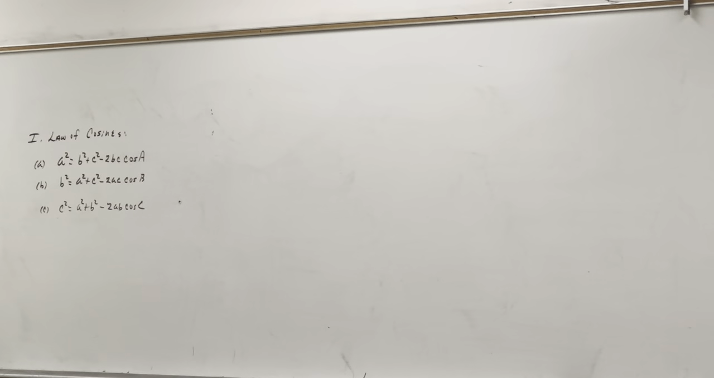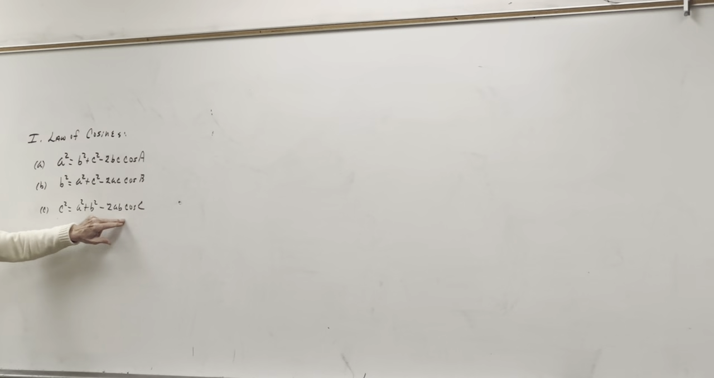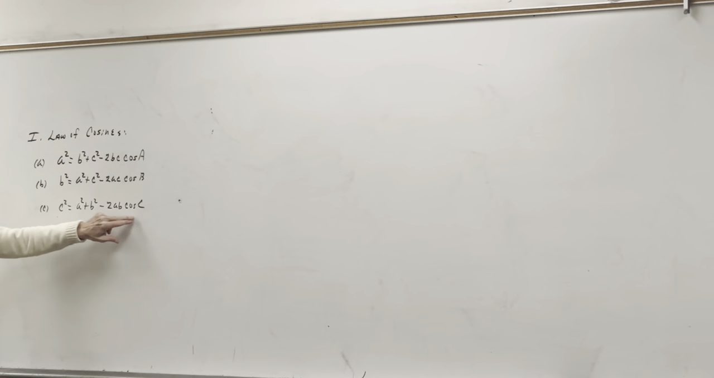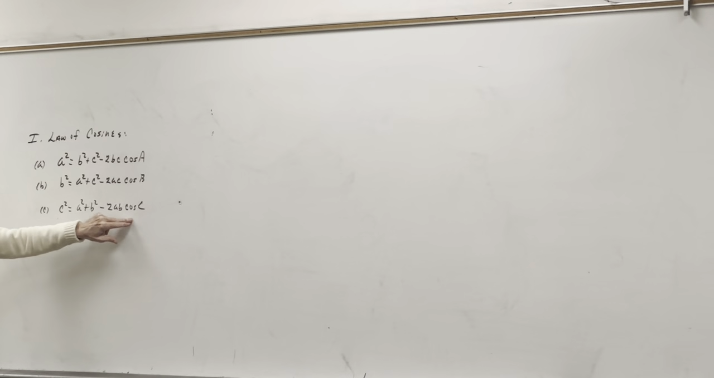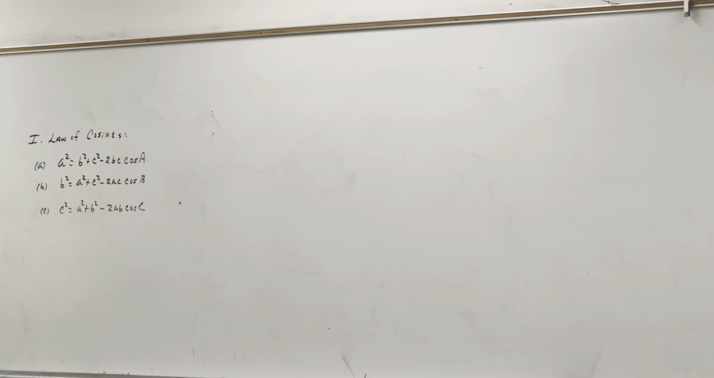It applies only to right triangles. And for a right triangle, that means this angle here must be 90 degrees. What's the cosine of 90 degrees if this were a right triangle? What's the x-coordinate at 90 on the unit circle? Is it 0? Would that force that term to drop out? And then you're left with the Pythagorean theorem. So if that angle C is a right angle, it turns into the Pythagorean theorem.